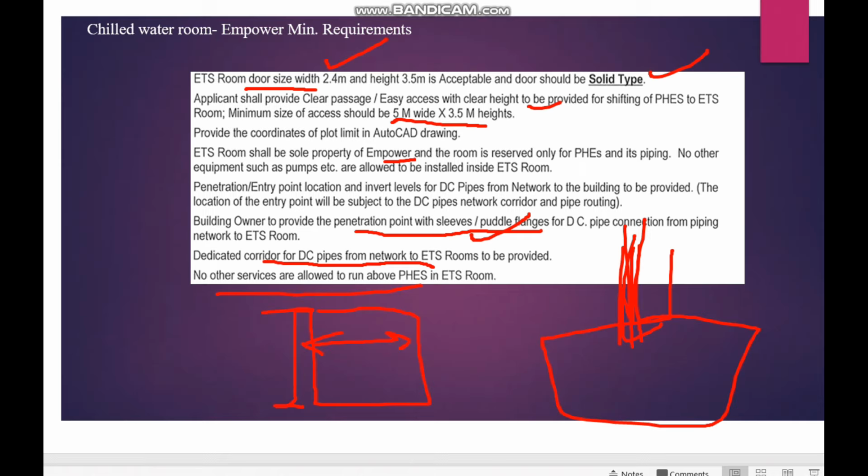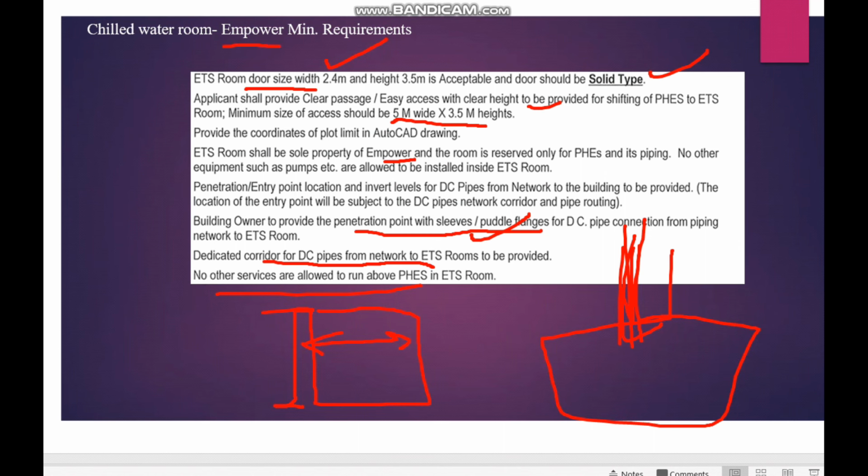So inside the ETS room, you can provide firefighting with sprinkler. That is a compulsory life safety device. Other than this, don't unnecessarily pass the water supply, drainage, LPG, this kind of thing inside the ETS room. That is not allowed. Okay, so these are the minimum requirements for the ETS room. I just took the example from the Empower.